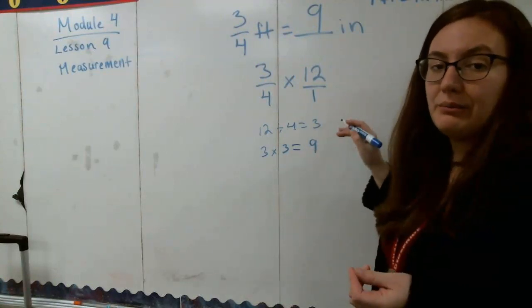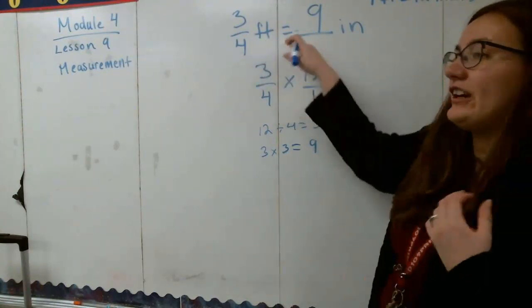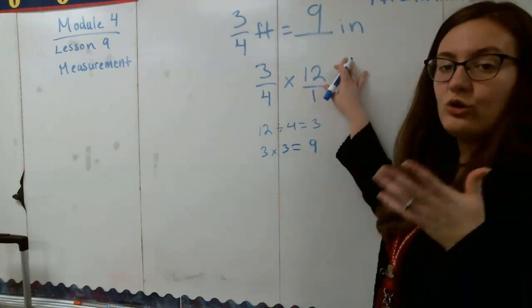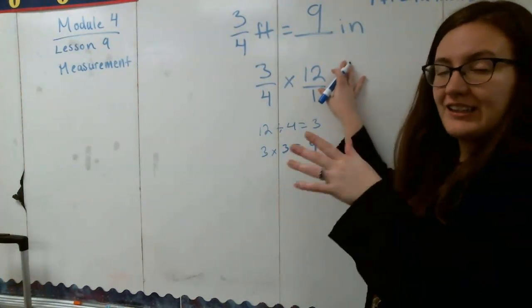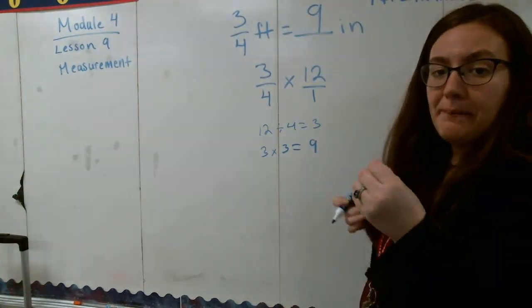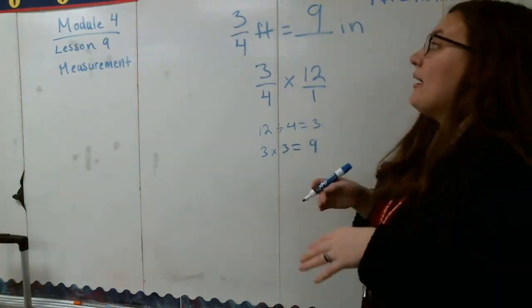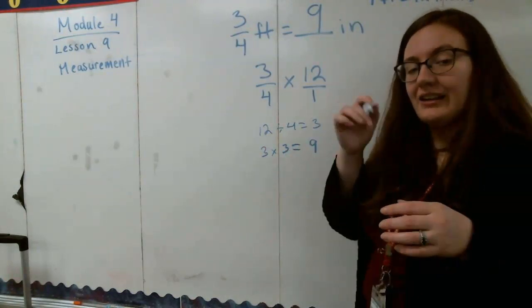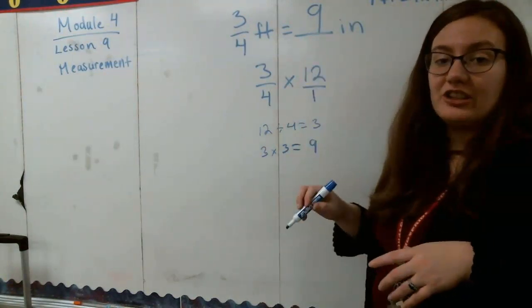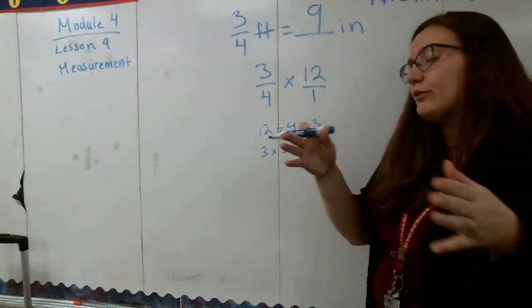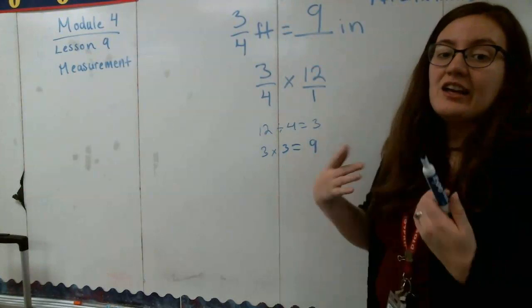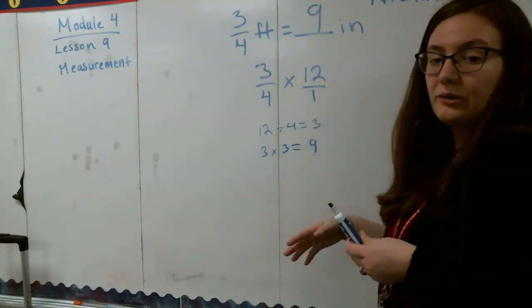And a reason why we might want to change 3/4 of a foot into 9 inches is because, let's say you're measuring something. If I told you measure up to 3/4 of a foot, you might look at me and you might be a little bit puzzled and not sure how to do that. But if I said measure 9 inches, you might have an easier time of doing that because it's a mark that you could actually see on your ruler or measuring tape. So that's sometimes why we like to convert things so that they're a little bit easier to work with.